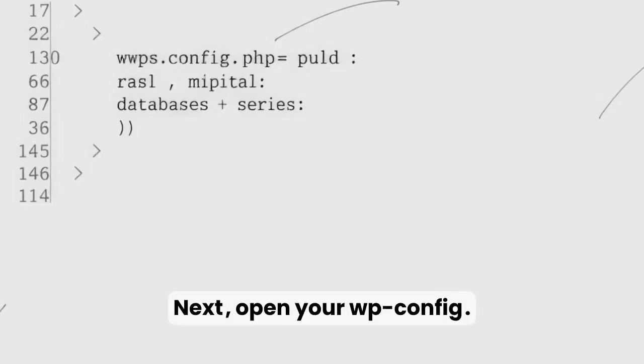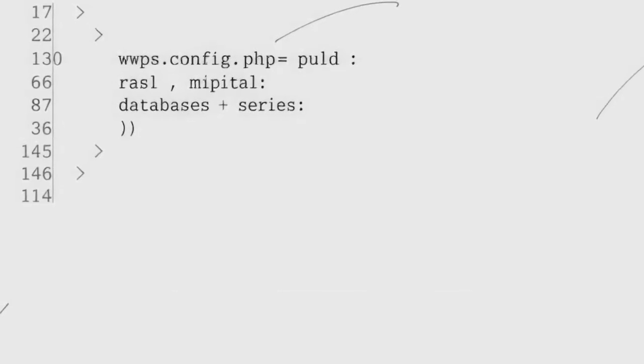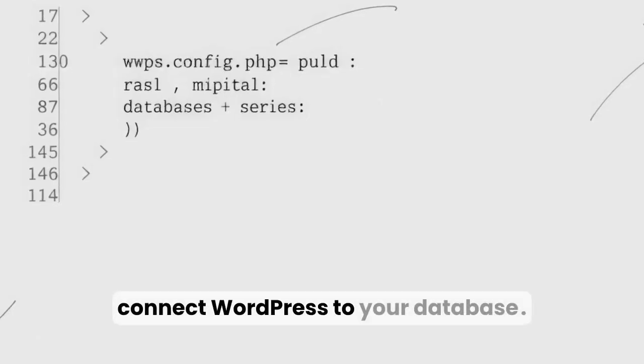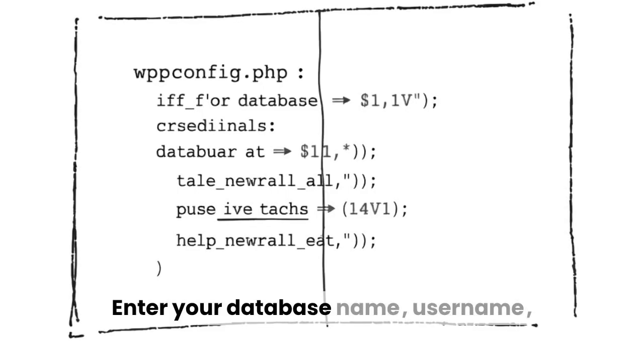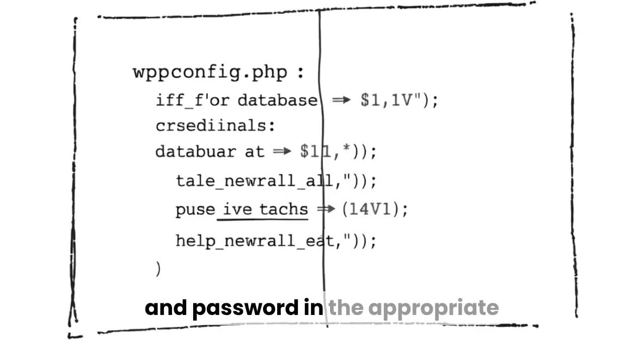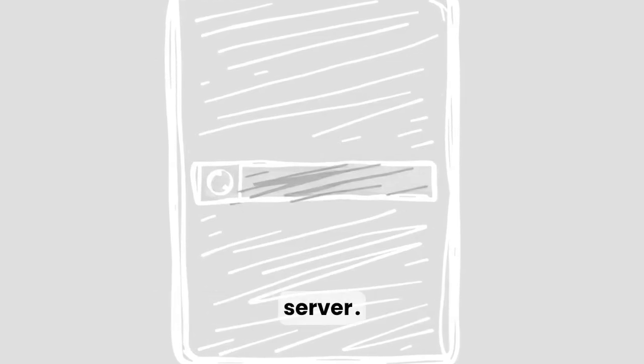Next, open your wp-config.php file. This file is where you connect WordPress to your database. Enter your database name, username, and password in the appropriate fields. Save your changes and upload the file back to your server.